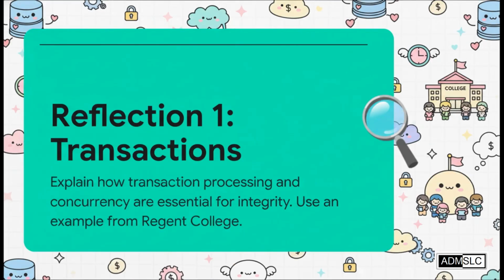Okay, for your first reflection, we're shifting gears a little bit, moving from the practical code to the theory behind it. You'll need to explain why concepts like transaction processing and concurrency are so important for keeping data accurate and consistent in a real-world database, especially one that has many people using it at the same time, just like our college scenario.